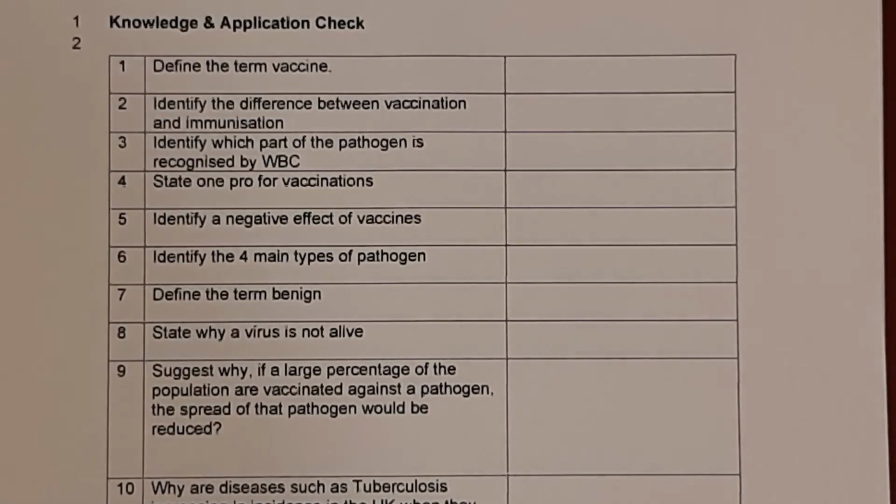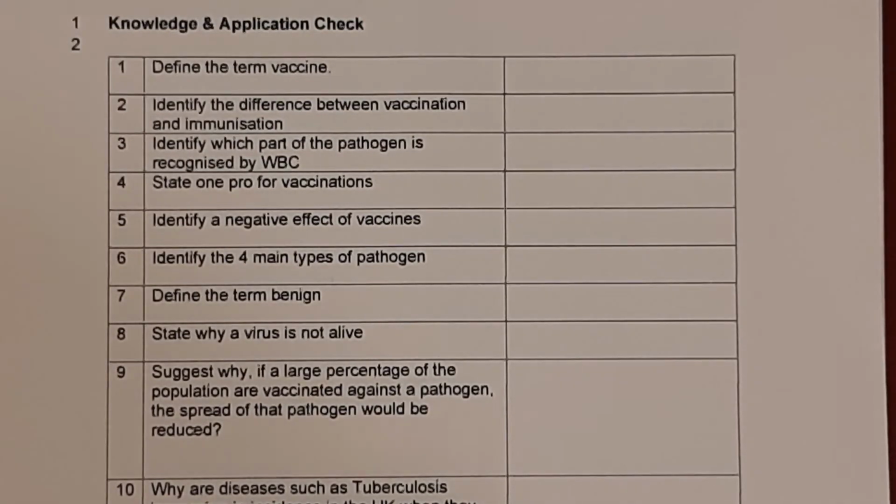Okay, let's go through those. Question 1. Define the term vaccine. So a vaccine is a biological preparation that contains dead or inactive forms of pathogens.